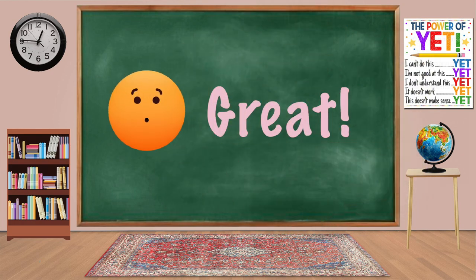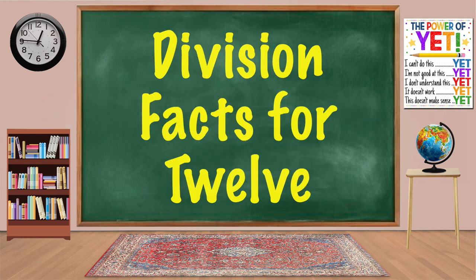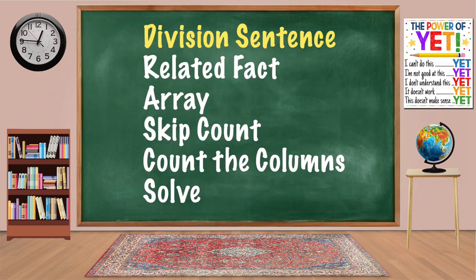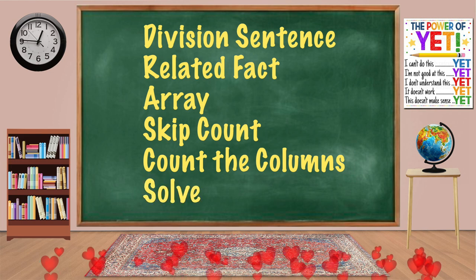Let's go through the division facts for 12. We'll start with a division sentence, do a related fact, set up our array, skip count, count the columns, solve our related fact and the division sentence.